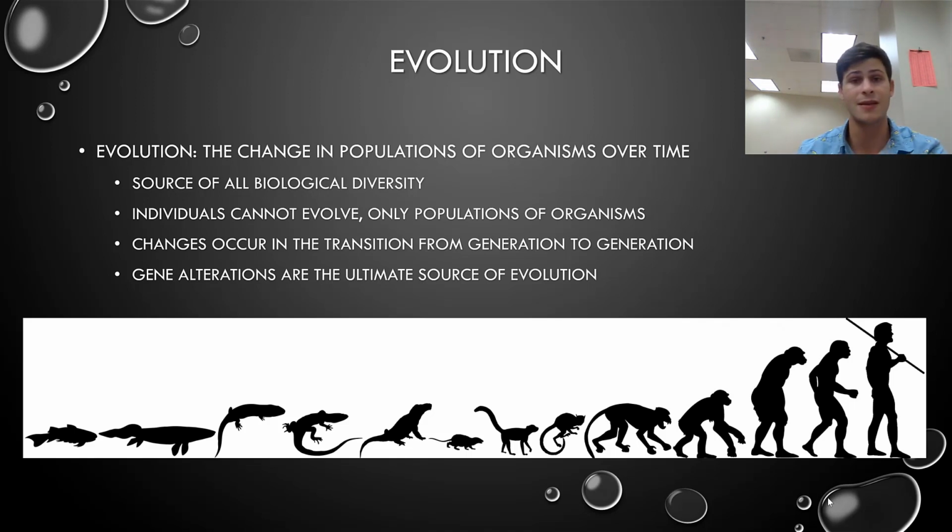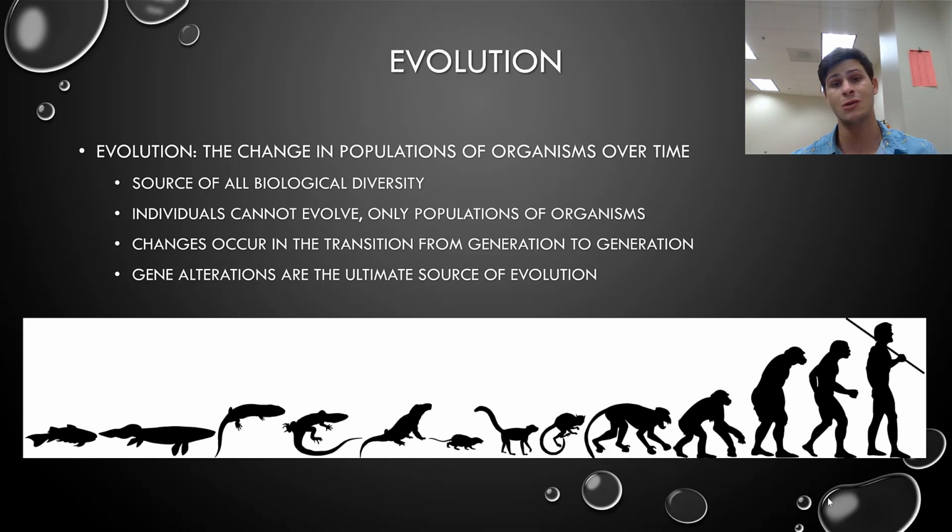So when a parent passes down traits to those offspring, it's in that passage of traits that changes or alterations can occur. So individuals cannot evolve. Populations can evolve over time. And in addition, gene alterations, something called mutations, which we're going to dive into here in just a second, are the ultimate source of evolution. Without alterations in genetics, we would have no genetic variability and we would have no evolution.